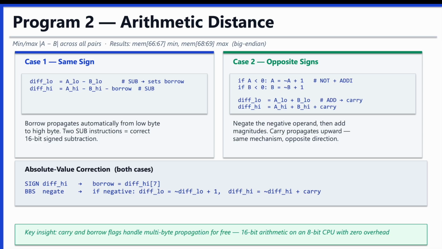So that's what our algorithm does: we first detect if they're same sign or opposite sign. If they're same sign, we subtract both high and low, and see if the borrow bit is negative or positive. If the result is negative, we flip it so that it's absolute. If they're a different sign, instead of doing subtraction, we add the two values together, and then we perform the same absolute value correction.